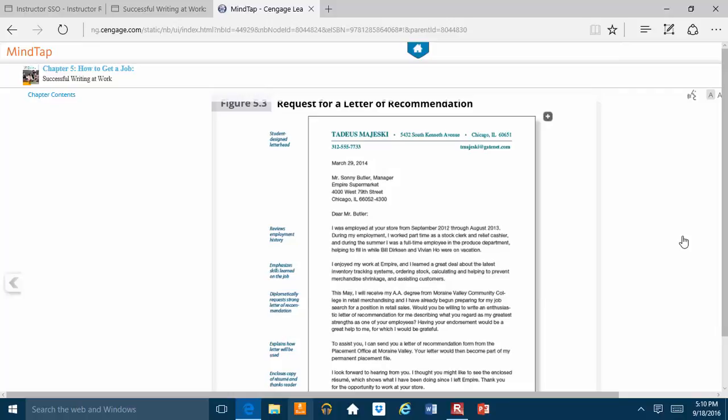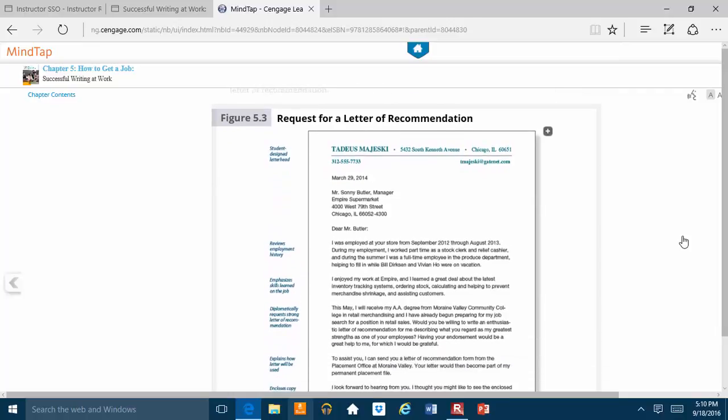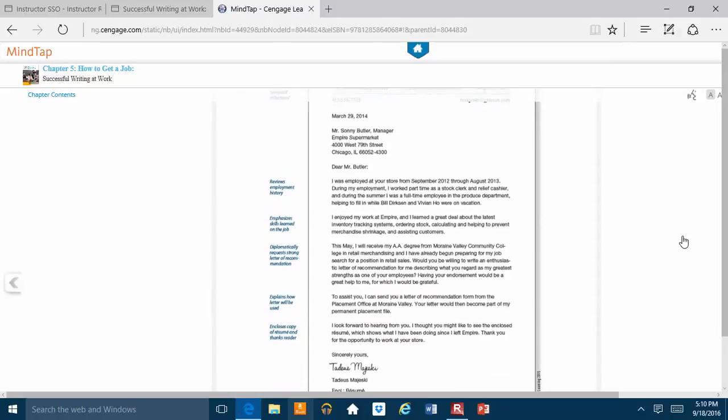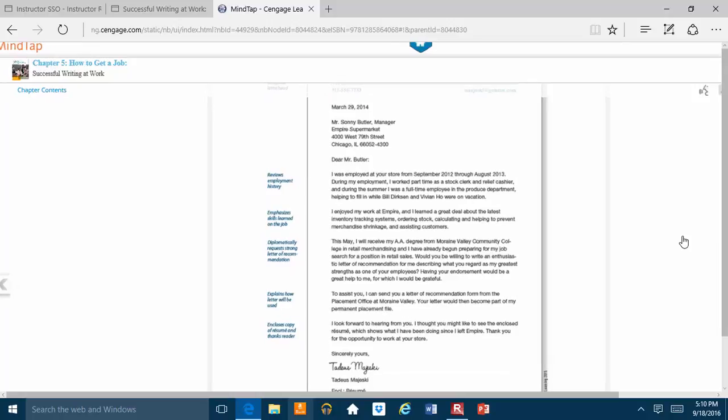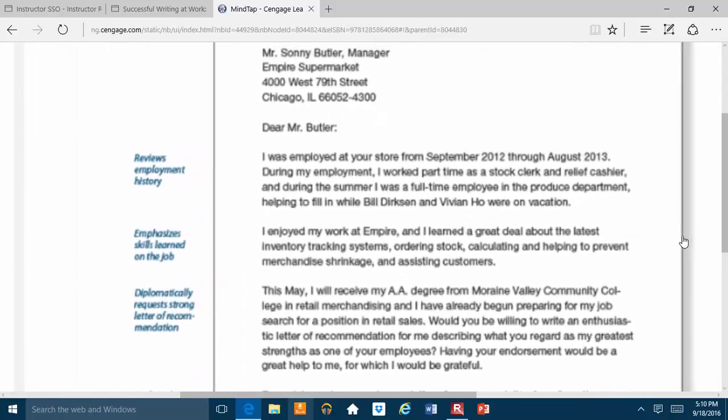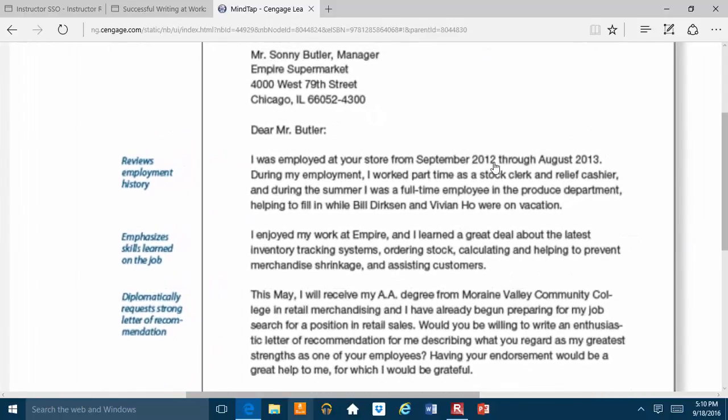So if we look at this example letter, figure 5.3 from the textbook, this person does a really good job with that. Okay? And so the person starts off reminding the reader of how he or she knows him. Okay? I was employed at your store from September 2012 through August 2013. The writer is not just assuming that the reader will remember him or her, right? They're reminding them who they are.